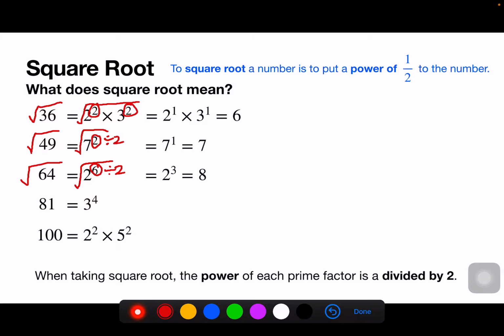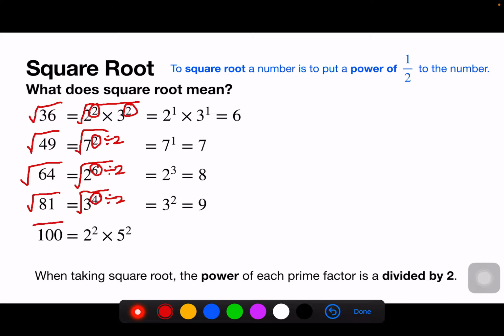Alright, so next one, square root of 81 is the same as square root of 3 power of 4. It's prime factors. Alright, so now we have 4 divided by 2. So 4 divided by 2 will be 2. So 3 power of 2. 3 power of 2 is 3 times 3, which is 9.